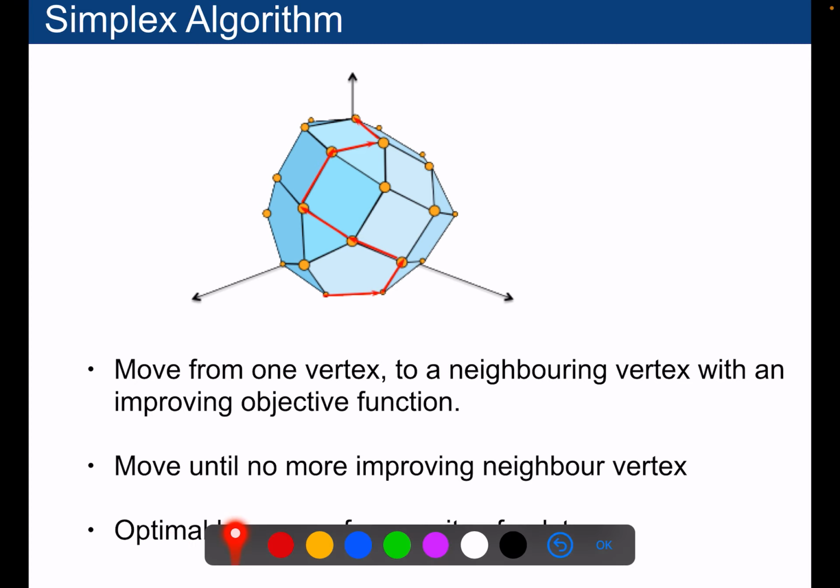Okay, that's called the simplex algorithm. And in the following, we will detail the algorithm on how to move from one vertex to the next. And moving from one vertex to the next is what we call a pivot. Okay, and then we will explain how to operate this pivot operation to move from one vertex to the next. And you will pivot until no more improving neighbor vertices are possible.